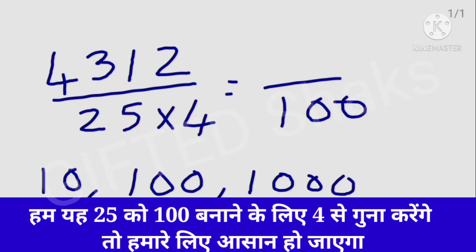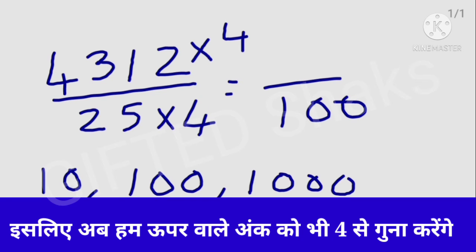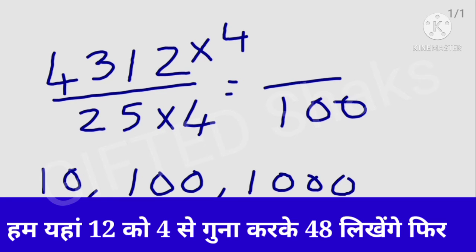What I did here is I have multiplied this by 4 to make it 100. I can't just multiply the denominator by 100; I have to do the same thing up top as well. So what I'm doing is multiplying the numerator by 4, and then for these two zeros I put a decimal. So I multiply this by 4.